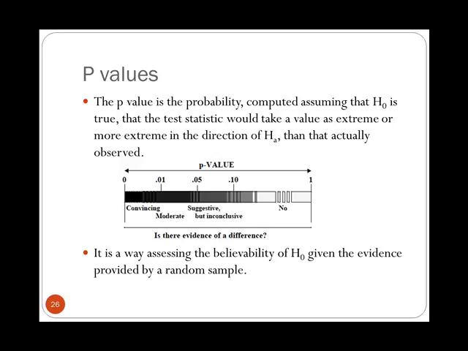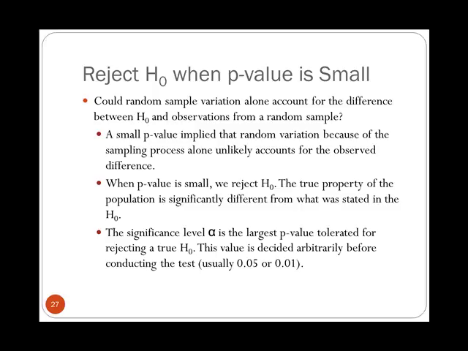If the p-value is 0.02, it means that there's a 2% chance that the test statistic would take a value as extreme or more extreme in the direction of HA, assuming H null is correct. Therefore, it is very unlikely you would not reject H null when the p-value is small.